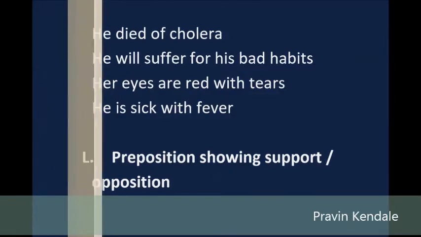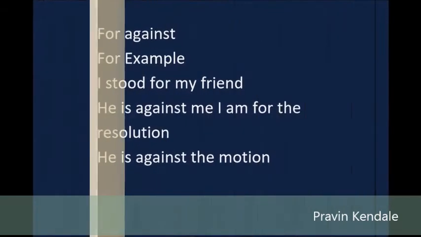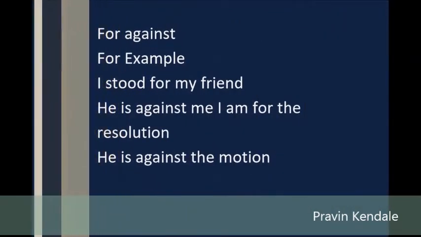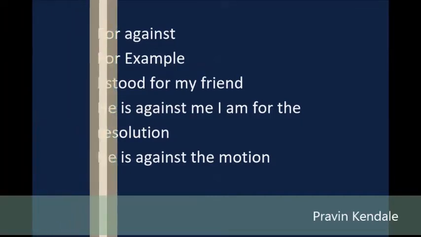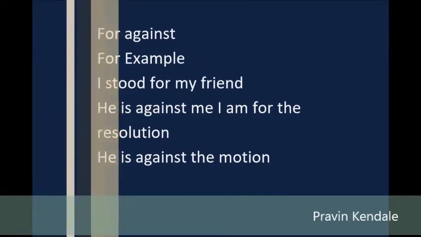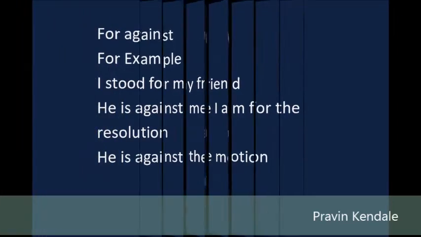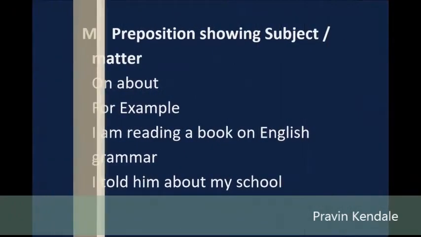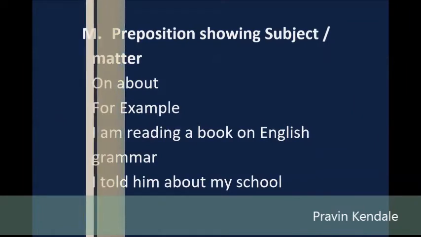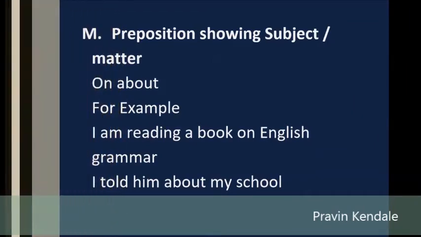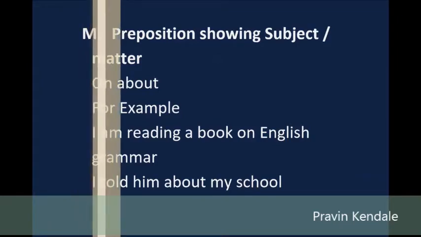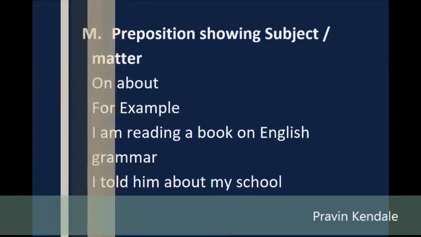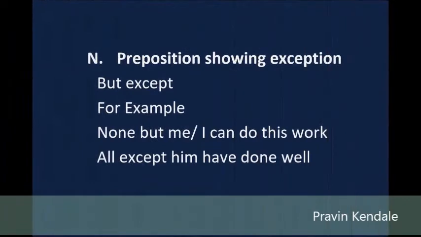L. Preposition showing support or opposition: for, against. For example, I stood for my friend. He is against me. I am for the resolution. He is against the motion. M. Preposition showing subject matter: on, about. For example, I am reading a book on English grammar. I told him about my school.